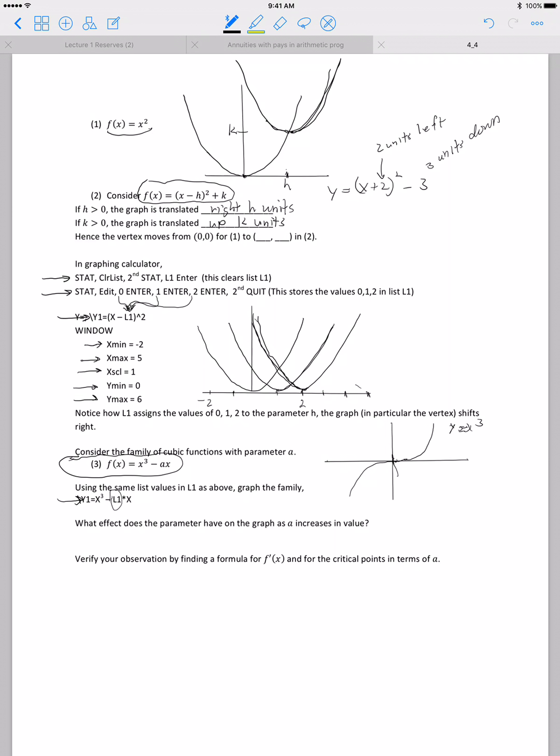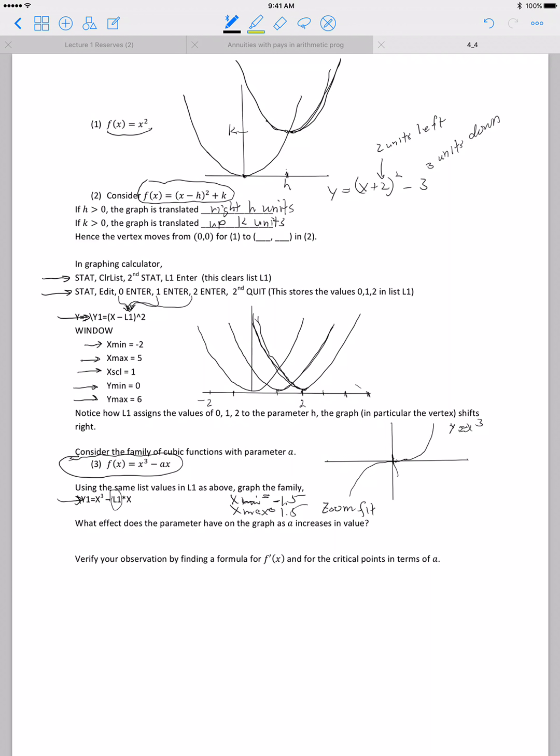Okay, we already have the values 0, 1, and 2 stored, and now graph. Let's change the x min and x max. Let's change the x min to -1.5 and x max to 1.5. And then let's zoom fit. Let the calculator determine the y values that we need to get those graphs on the screen.